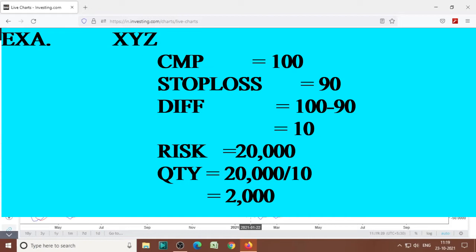So the quantity will be that we buy only 2000 quantity of this stock. So that is money management.